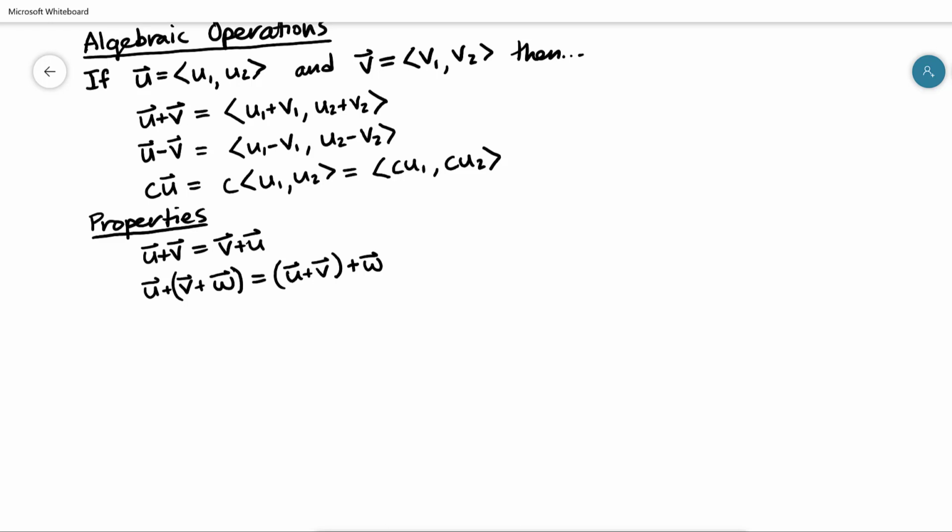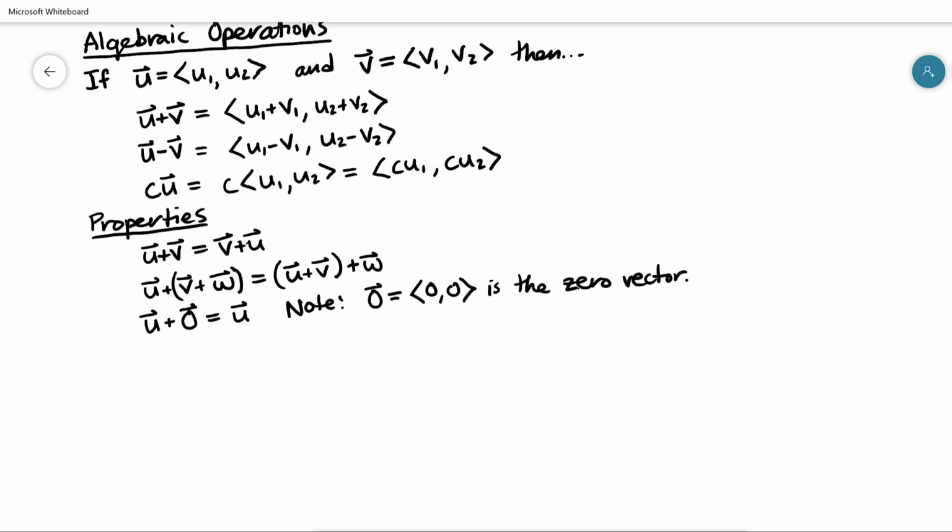We're going to define a zero vector. So I'm going to do u plus a zero vector, which is just going to be a 0 with the little arrow over it. And when you add 0 to something, you get the same thing back. And so as an important note here, this zero vector is just 0, comma 0.